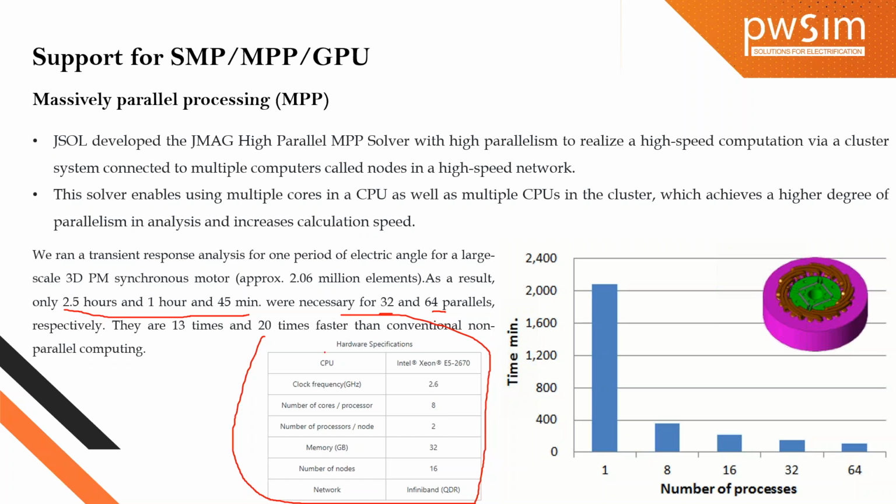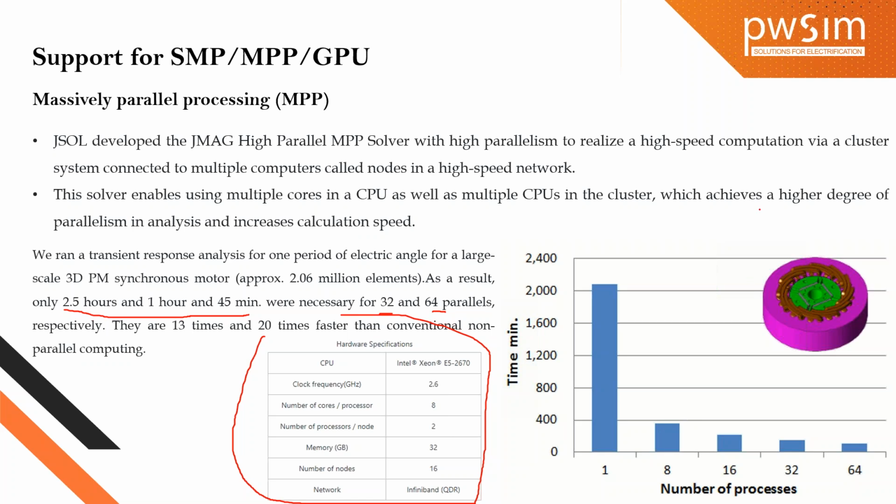So this is the graph which shows the time in minutes and the number of processors. We have used up to 64. For one, it took 2000 minutes. For 8 cores, it took just around 380 minutes. For 16, around 200. For 32 and 64, like this, the speed of the solver has been increasing with increasing the number of processors. The solution time decreases while increasing the number of processors.